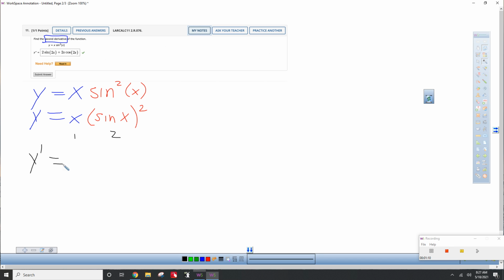So here we go. y prime is first times the derivative of the second. What's the derivative of sine squared x? The derivative of the second function is 2 times what's inside to the first power times the derivative of what's inside. The derivative of sine is cosine. So it's first times the derivative of the second. Well, the derivative of the second is 2 cosine x sine of x.